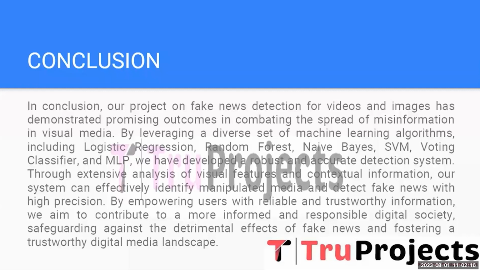And in conclusion, our project has demonstrated promising outcomes in combating the spread of misinformation in visual media by leveraging a diverse set of machine learning algorithms, including logistic regression, random forest, Naive Bayes, SVM, voting classifier, and MLP, and we developed a robust and accurate detection system through the extensive analysis of visual features and contextual information. Our system can effectively identify manipulated media and detect fake news with high precision, empowering the user with reliable and trustworthy information. We aim to contribute to a more informed and responsible digital society, safeguarding against the detrimental effects of fake news and fostering a trustworthy digital media landscape.